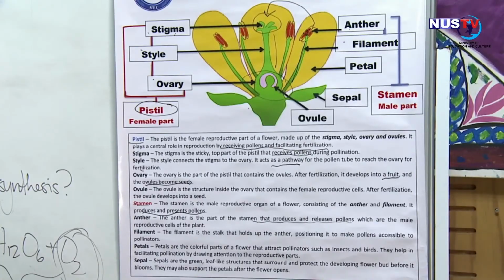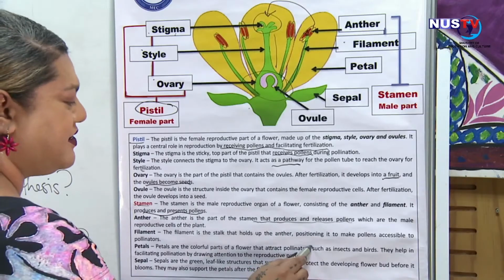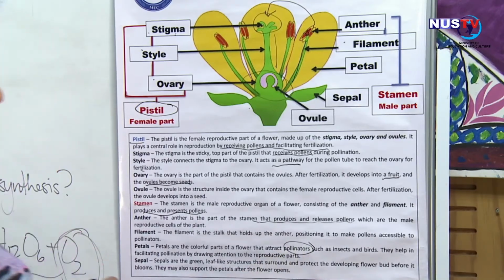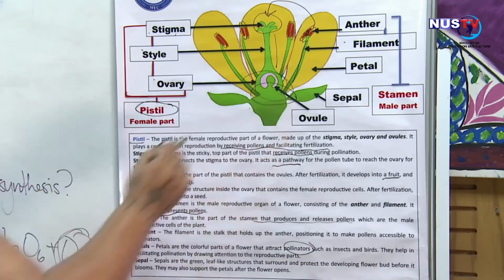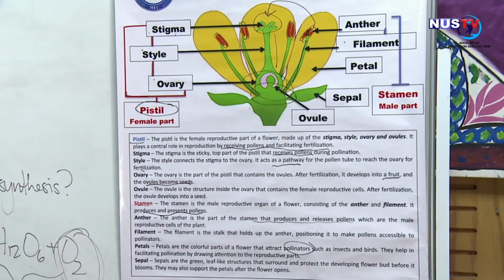Petals are the colorful parts of the flowers that attract pollinators, such as insects and birds. And the sepal is the last part, so it's at the bottom, and this is the part that holds together the petals. Okay, so remember the different functions of each part.